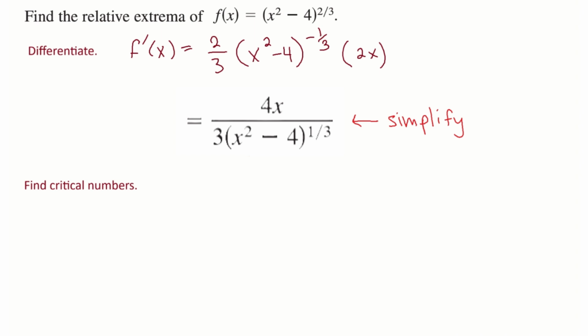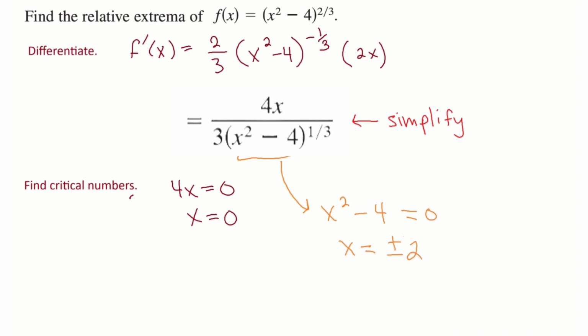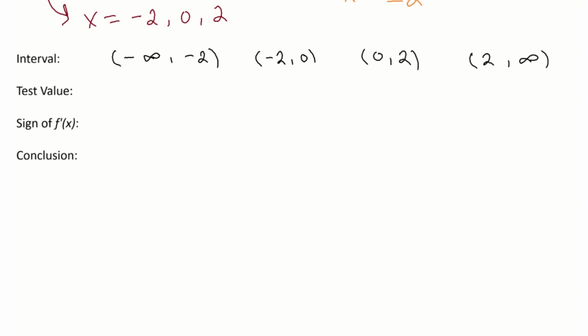Step 2. Find the critical numbers. Critical numbers occur where the derivative equals 0 or is undefined. Let's see where the numerator equals 0. 4x equals 0 when x equals 0. So there's one critical number. Next, let's set the denominator equal to 0. That's when this part equals 0, which is when x is plus or minus 2. So the critical numbers are at x equals minus 2, 0, and 2. Now let's test the intervals.